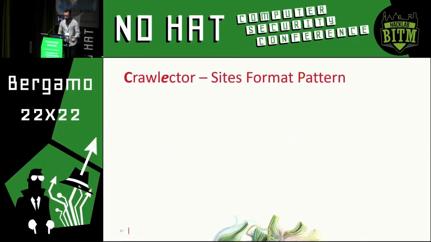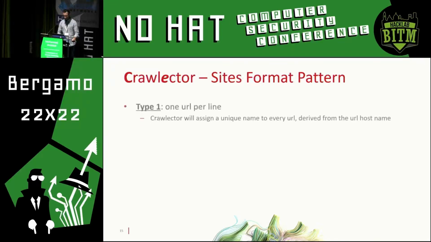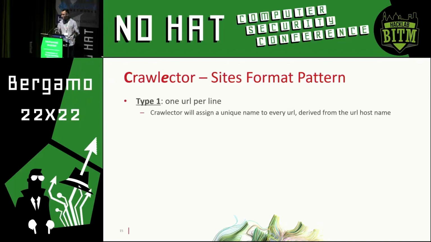Now, we come to the sites format pattern. And this is probably one of the core features in terms of the input. It supports 3 types. The easiest one is type 1, which consists of 1 domain per line. You don't have to give it an ID or anything. Just give it the domain as it is, okay? Irrespective of the protocol or any URL appended to the top-level domain. And of course, the framework itself will assign a unique ID to it.